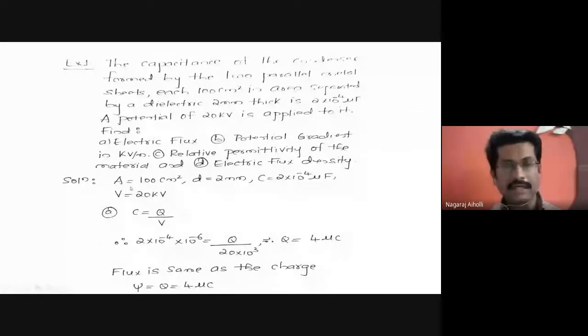A is 100 centimeter square area of the plates, then distance between the plates is 2 millimeter, capacitance is 2 into 10 to minus 4 microfarad, and voltage applied is 20 kilovolts. Then as per the fundamental equation, we know that C is equal to Q by V. Substitute the value of C and V and calculate the value of Q. They have given the value of C, they have given V, find out the value of Q. Do that and tell me the answer.